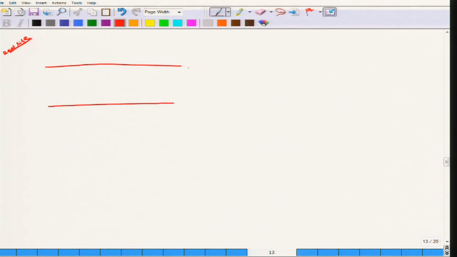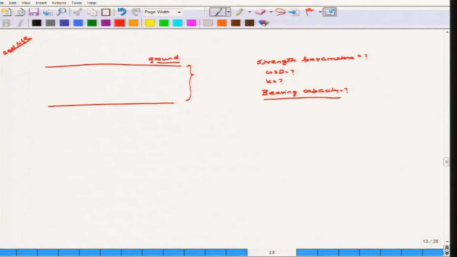So, in real life, suppose a ground is given to you and you are often asked to find out the strength parameters, GSD, permeability, and one of the most important factors, which is termed the bearing capacity. Often people will ask whether the soil can take a load of Q or not. Now, how do you say whether the soil will take a load of Q or not?